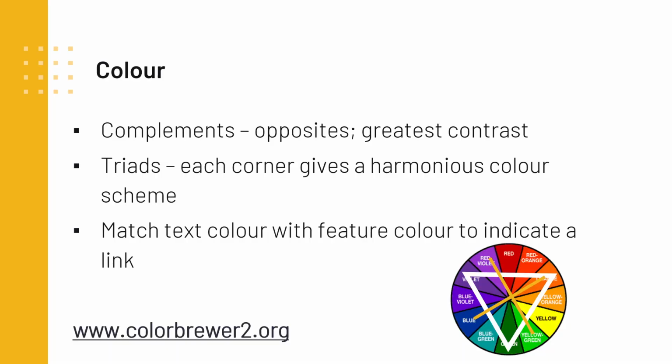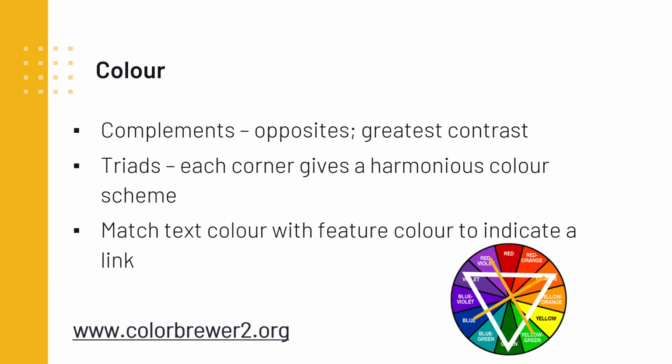A couple of other tips about picking your colors. Think about a color wheel. If you want to have complementary colors, these are colors that are opposite on a color wheel. So look at a color wheel and pick colors that are opposite one another. They show the greatest contrast. Triads would be putting an equilateral triangle on the color wheel, and each corner would give a very harmonious color scheme. So it's again a good way to help you start to pick colors.